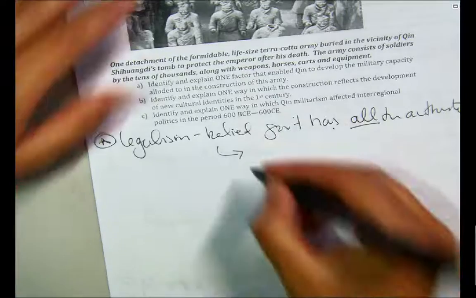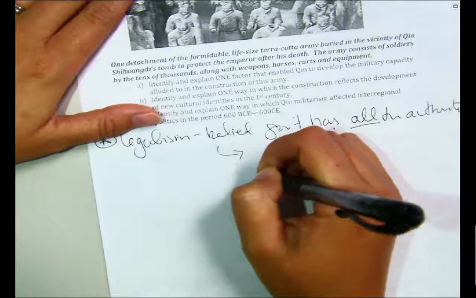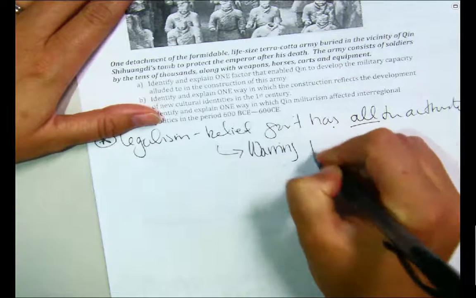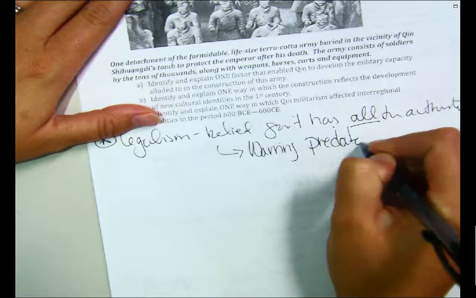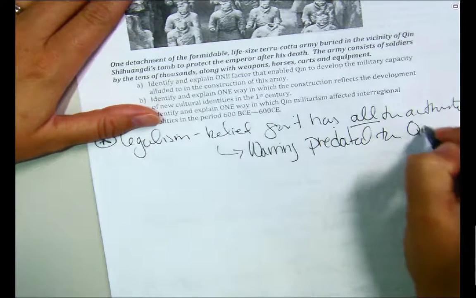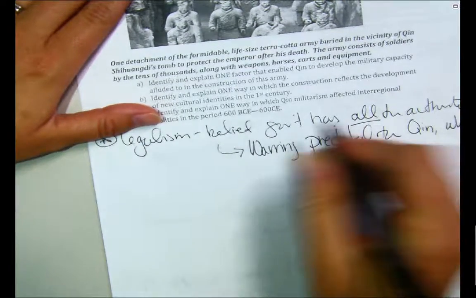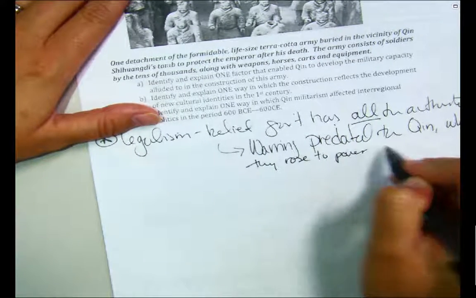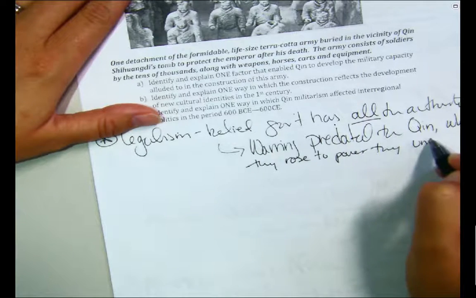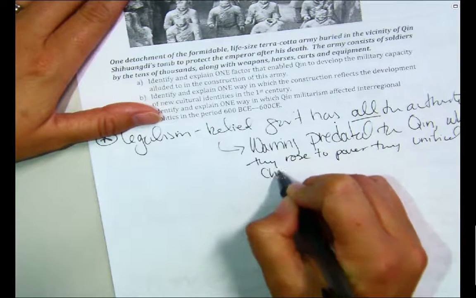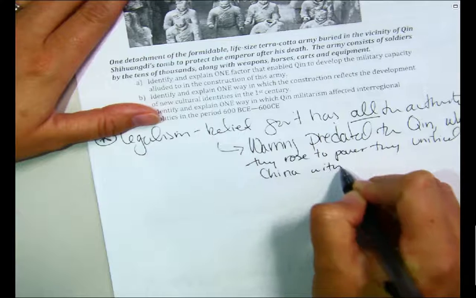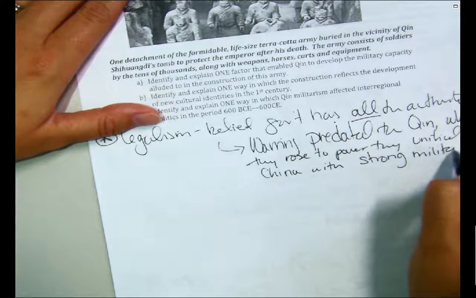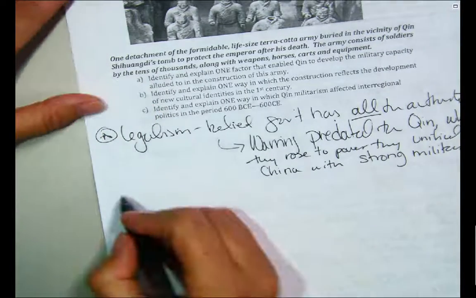There you go. So what do we call that? You can't use it unless you can tell me what it's called. Warring States. The Warring States predated the Qin when they rose to power. They unified China with their strong military. Perfect. That's a bomb answer. Nice job, Emma. All right, here we go.